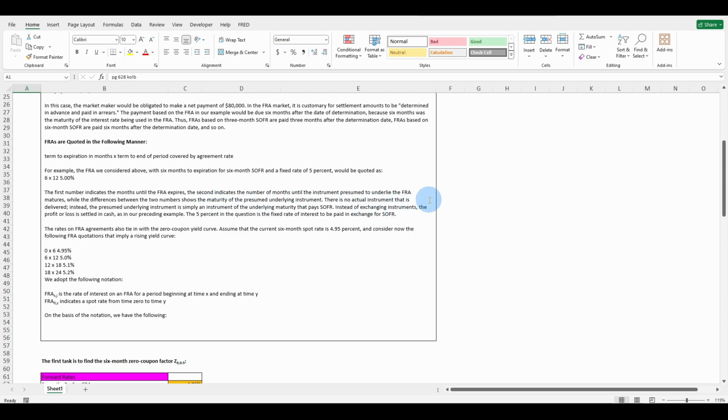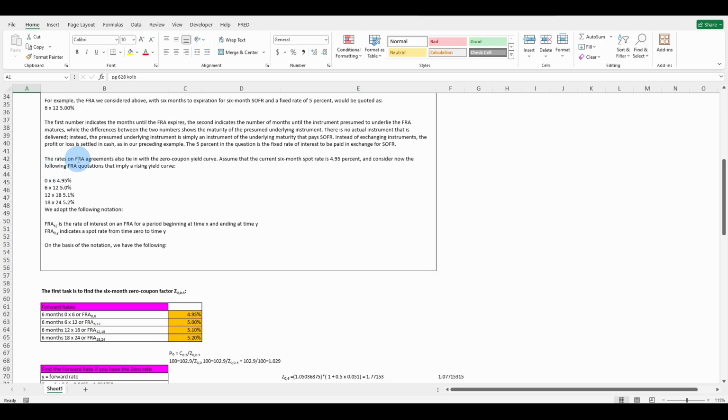There is no actual instrument that is delivered. Instead, the presumed underlying instrument is simply an instrument of the underlying maturity that pays SOFR. Instead of exchanging instruments, the profit or loss is settled in cash, as in our preceding example, at 80 grand. The 5% in question is the fixed rate of interest to be paid in exchange for SOFR.